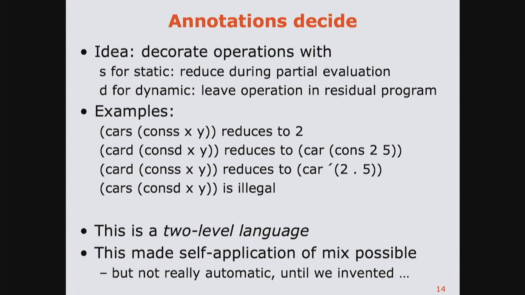So the idea was to let annotation decide. And I think this is typical Neil approach to things. Let's see, here's some problem that is impossible to handle. We don't understand it, but what if we help this partial evaluator a bit, and then we'll figure out later how to make this help automatic. So the idea was to decorate operations with S for static and D for dynamic, and then one can have car S of cons S, and then that will reduce to 2 if X is 2, but if you have car D applied to cons D, then you get the entire expression instead, and maybe the value substituted in here, 2 and 5.